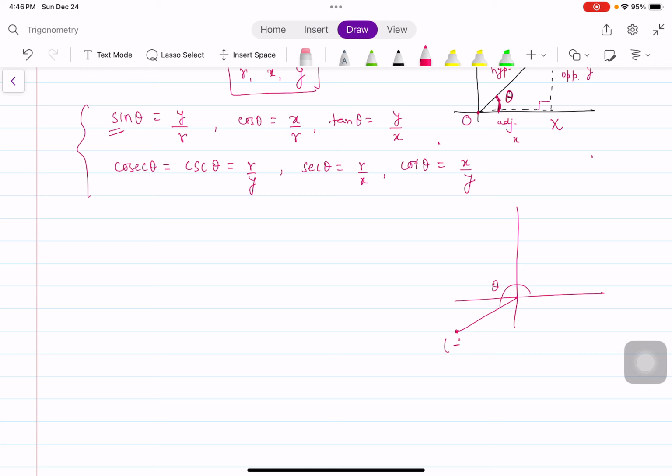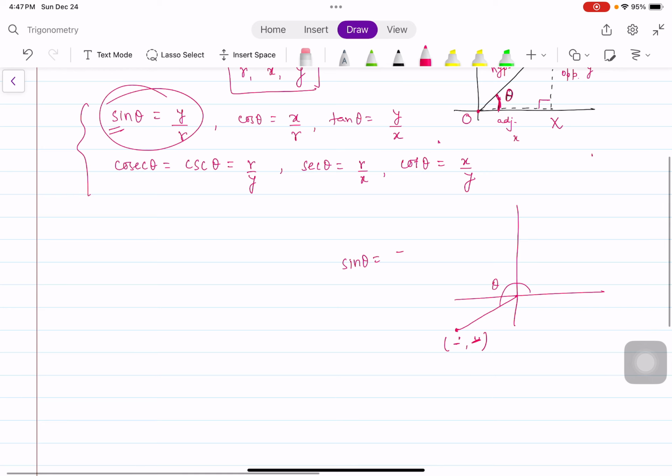X is always negative and y is also negative here. So both are negative. So say sine, use these signs in this formula. The y coordinate is negative, so this is negative over r. R is the distance between the origin and this point, and distances are never negative, so this is positive. So the overall sign is negative in this case. Similarly, you can find the signs of cosine theta and tangent theta and the other remaining ratios.